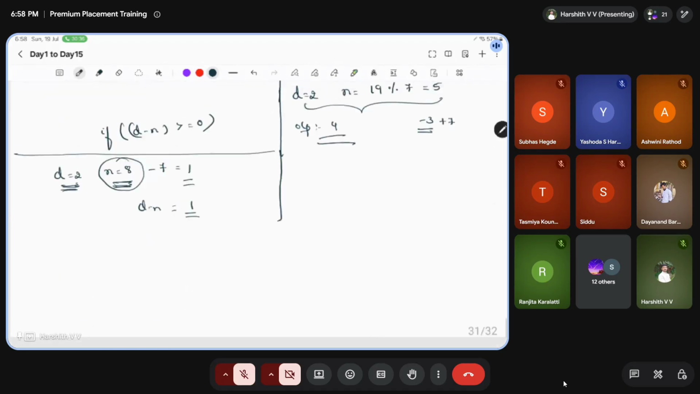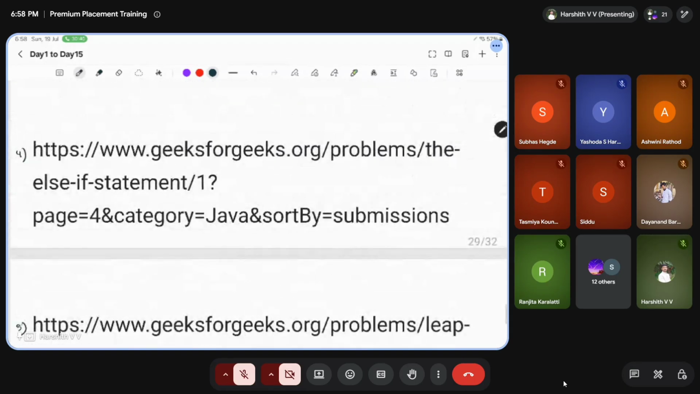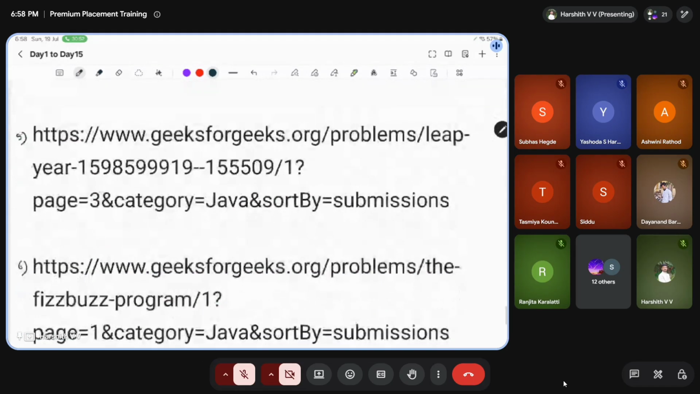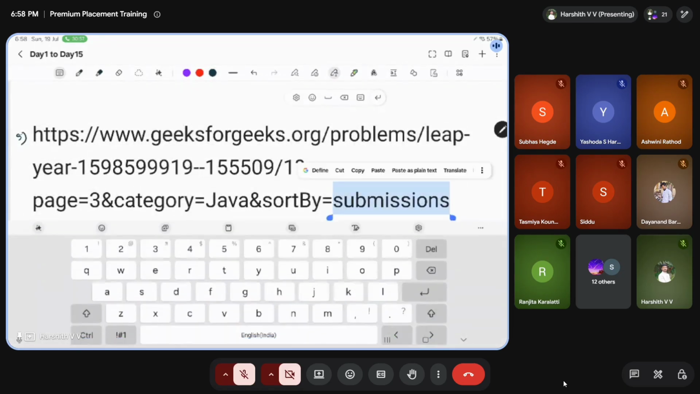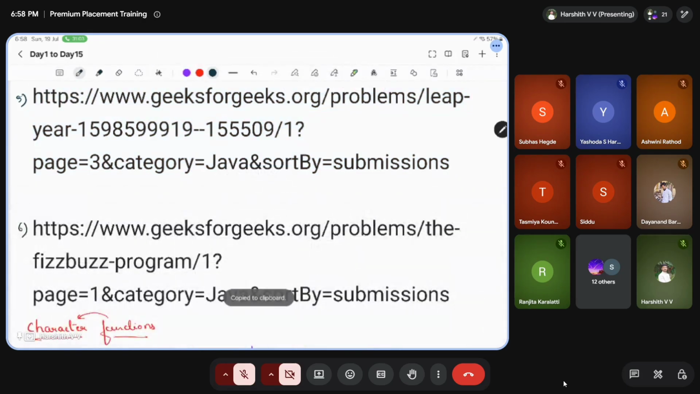Okay. This is the third question. Now let us see the fourth question. The else if statement. This will be a simpler one. Let me check here in my mobile. Let me check whether you can solve this or not. This is a very simple question. You solve this. Just a simple else if ladder you need to write. Now let us understand the next question.